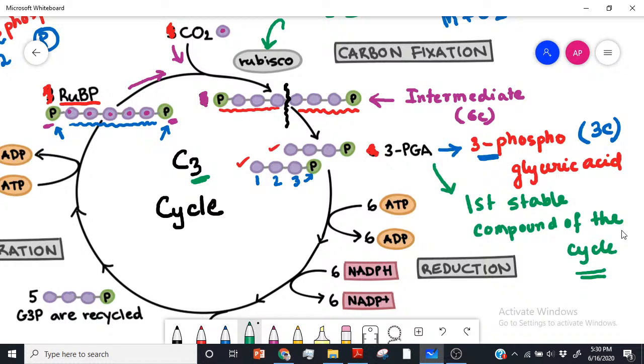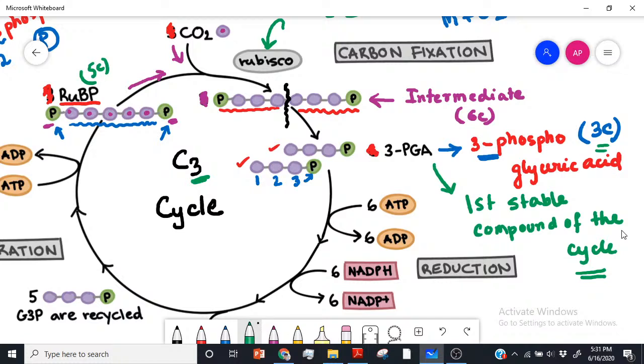And what you are supposed to know? You are supposed to know the full name of 3-PGA, that is 3-phosphoglyceric acid, and you are supposed to know the carbon content of these compounds, that is RUBP is a 5 carbon containing compound, 5 carbon. Now 3-PGA is a 3 carbon containing compound. These are important. After we finish off this cycle, I will summarize what are the things that you are supposed to remember.